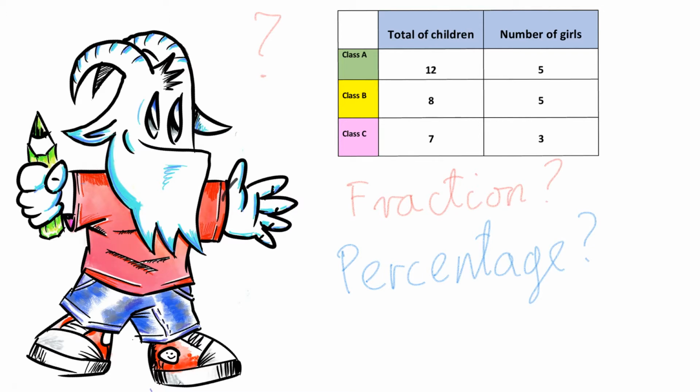So the answer we were looking for was, of course, that fraction means sharing into equal parts. What is a fraction? Fraction means sharing into equal parts. And percentage means a fraction with the denominator of 100. If that was your answer, that's absolutely brilliant. Percentage is a fraction with a denominator of 100.